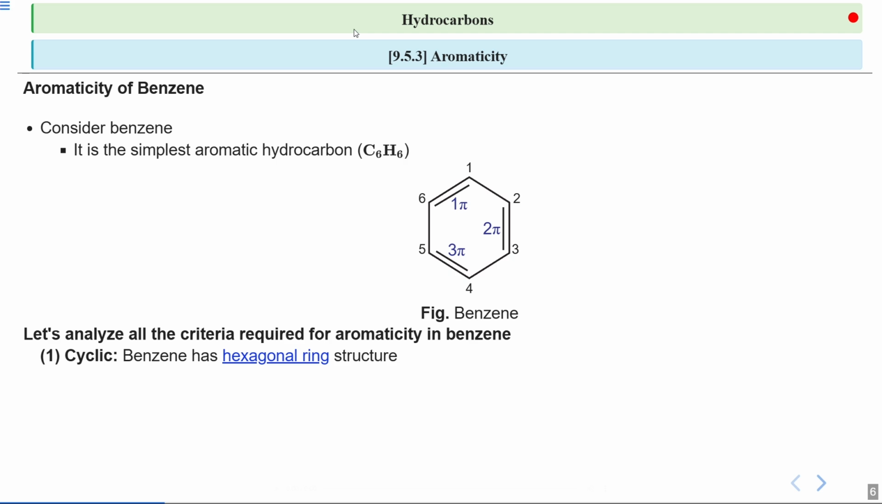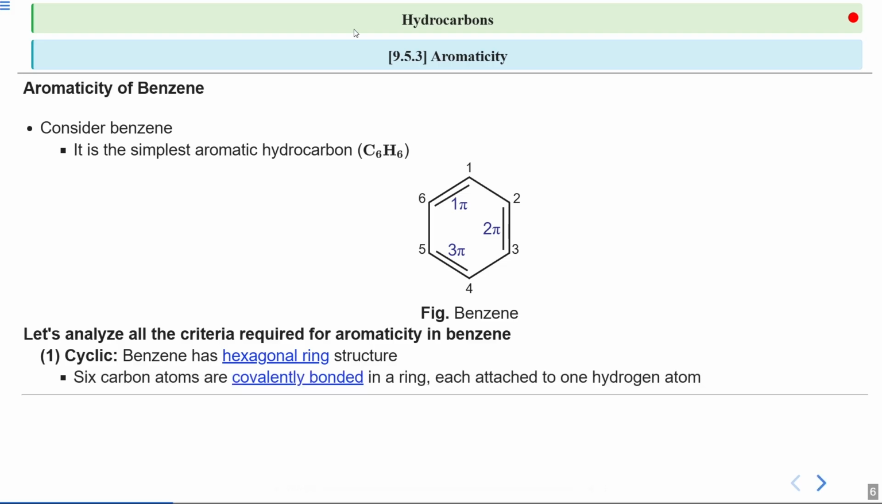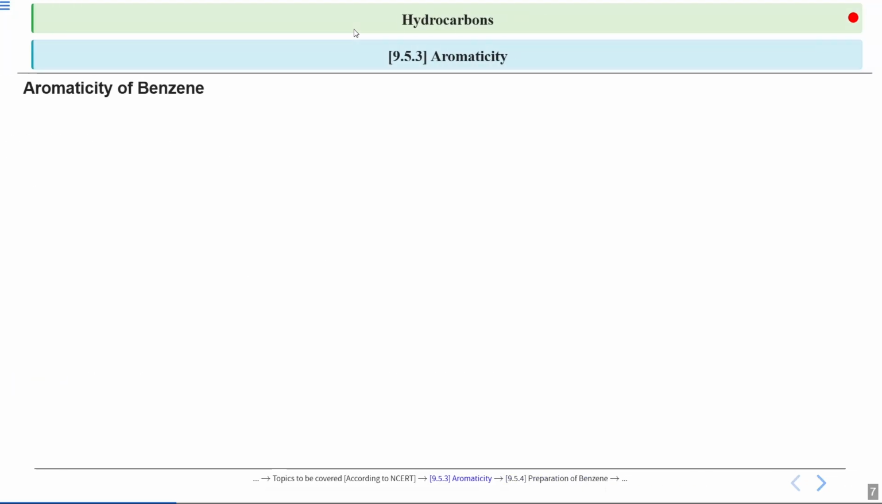The first criterion is that the molecule should be cyclic, meaning it should form a closed ring, and you can see here that benzene has a hexagonal ring structure, which means all 6 carbon atoms are connected in a loop. This ring is essential for the spatial stability we see in aromatic compounds. Next, looking closer, each of the 6 carbon atoms in benzene is covalently bonded to each other and one hydrogen atom. This arrangement creates a stable repeating pattern around the ring.